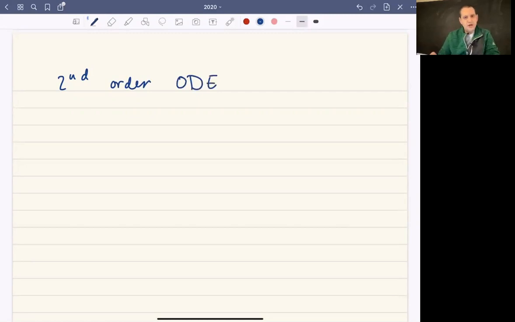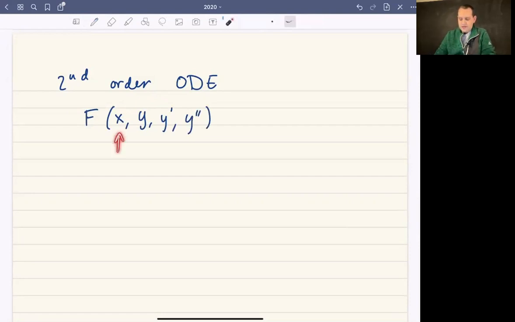is going to be some equation of the form capital F. It's going to be a function of x. We're thinking of y as a function of x, y prime, and y double prime. So it's going to have four inputs: a variable x, and then the function y, and then its derivative y prime, and second derivative y double prime equals 0.